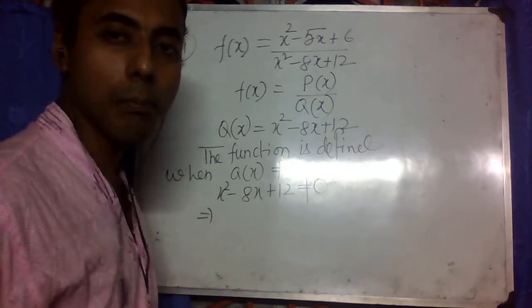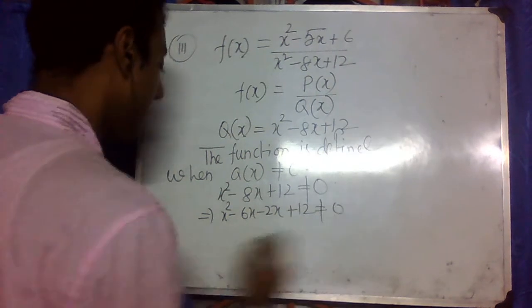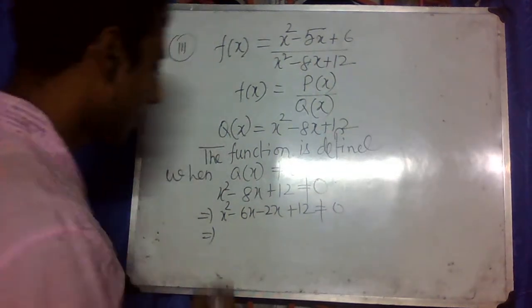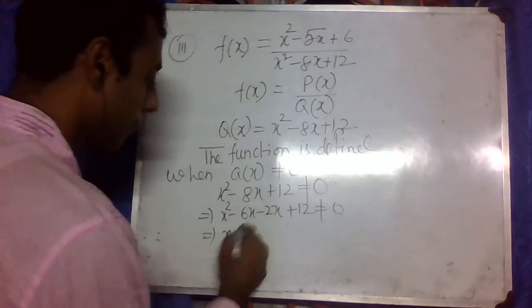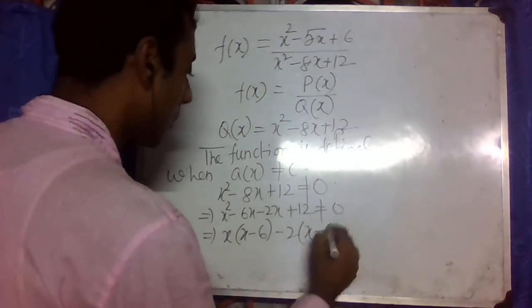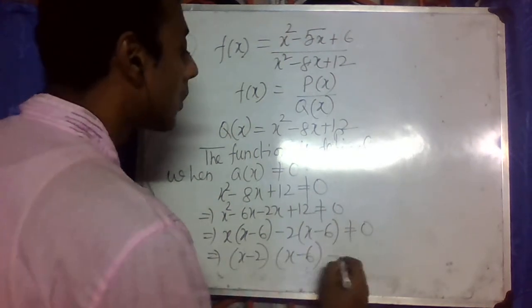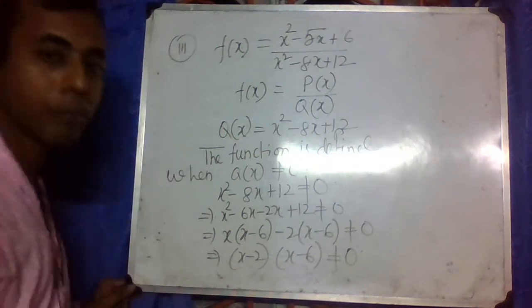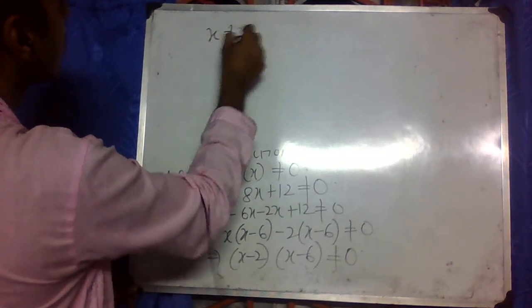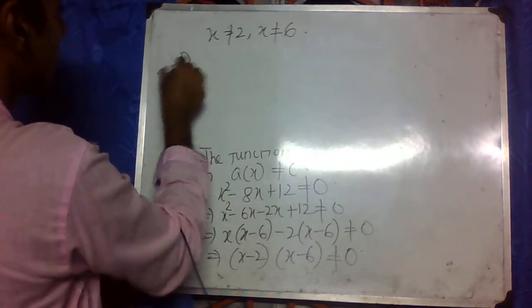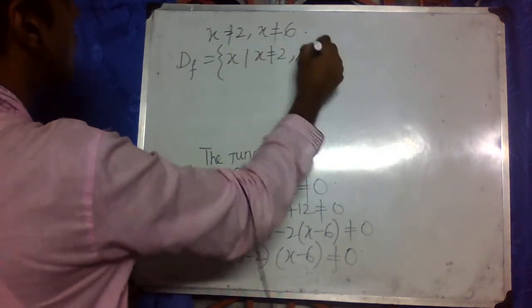Again, x common, x times (x minus 2) not equal to 0. So x not equal to 0 and x not equal to 2. The domain of f is all real x except 0 and 2.